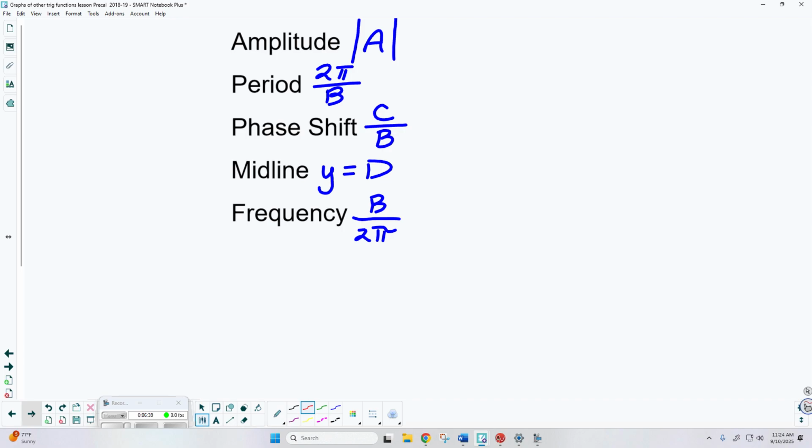Remember, the amplitude is the absolute value of A. The period is 2 pi over B. The phase shift is C divided by B. The midline is Y equals D. And then, of course, we just saw the frequency, B over 2 pi. So you're going to want to be able to recall those expressions for tomorrow. I'm going to have you find these characteristics for some kind of sinusoidal function.